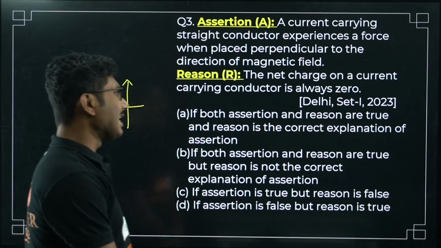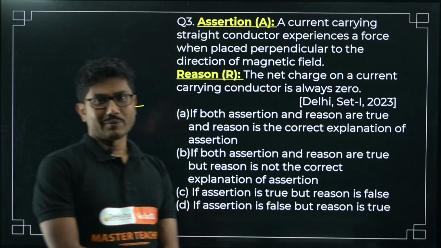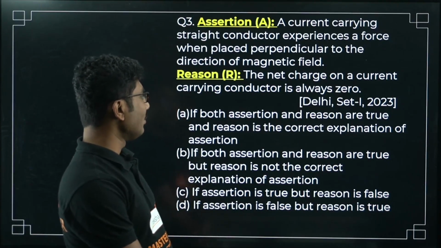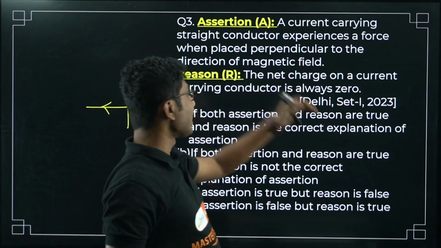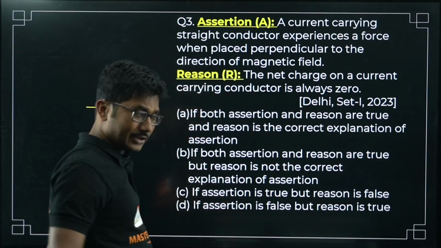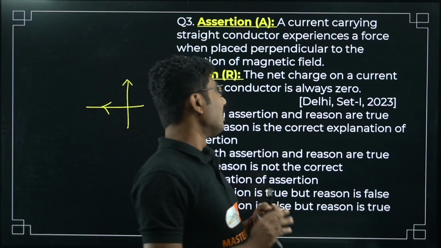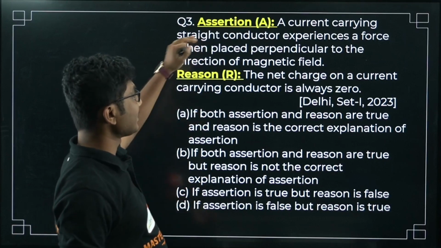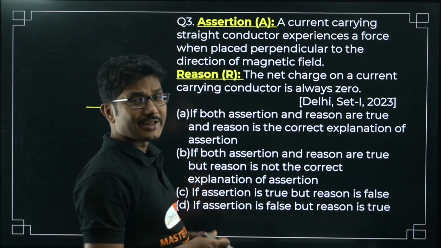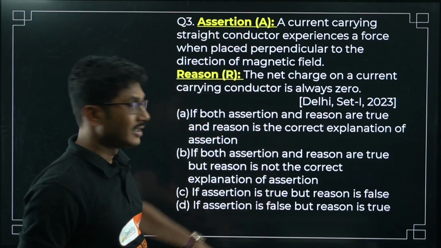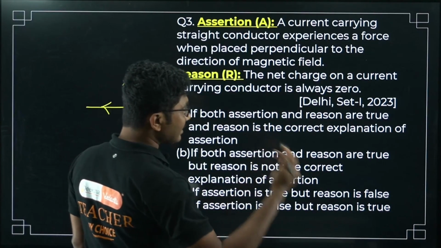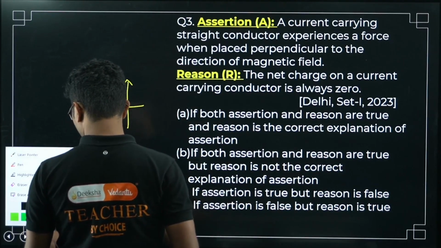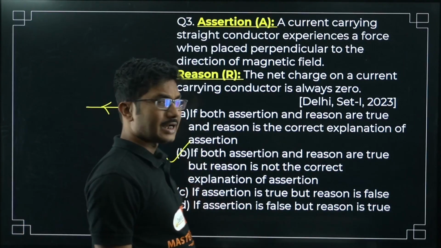Okay, the net charge on a current carrying conductor is always 0. You can say that, and it is correct, but it has no relationship with the assertion. So both assertion and reason are correct, but what is the relationship between assertion and reason? Both assertion and reason are true, but reason is not the correct explanation for the assertion. This is the correct answer, so option B is the correct answer in this case.